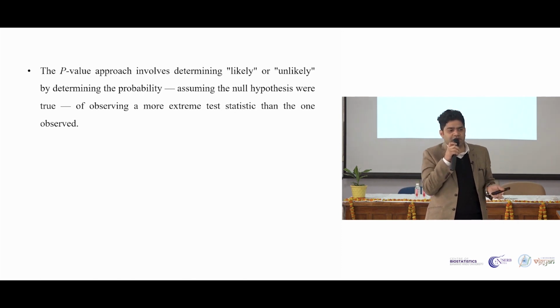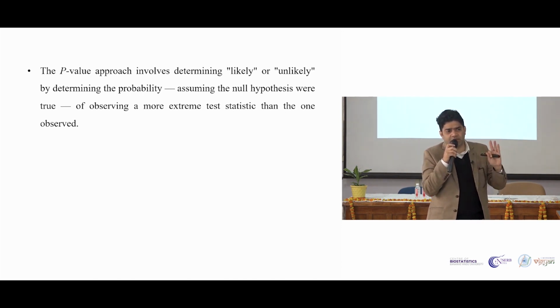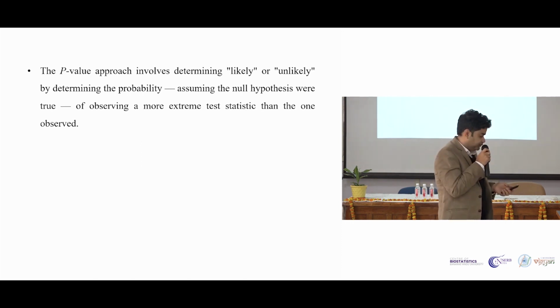When will it not be rejected? Any value which is more than 0.05 if you have taken alpha as 5%, right?